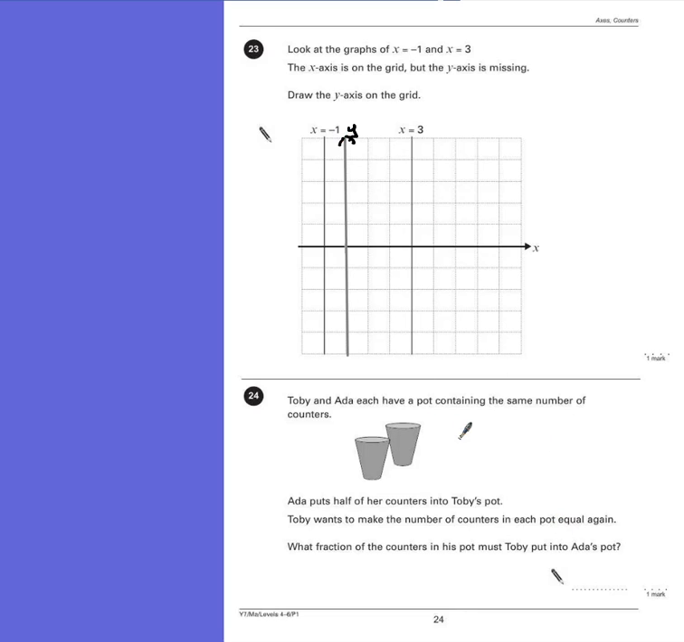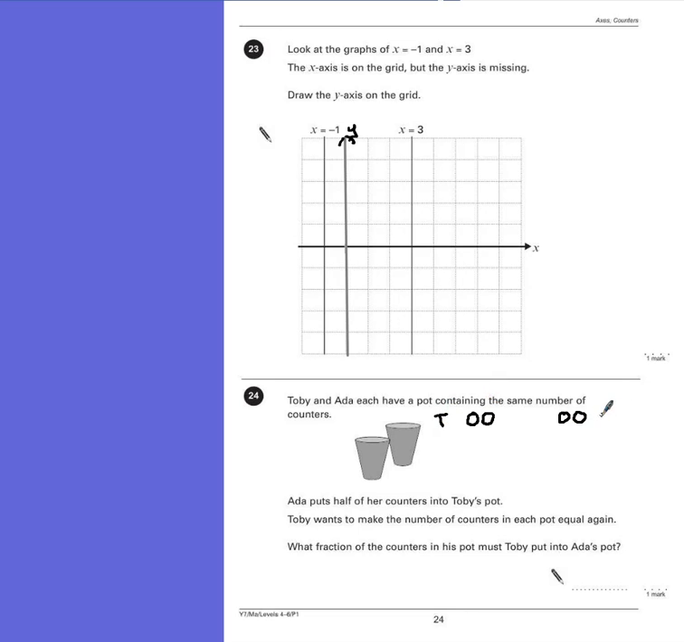Now, a very easy way to do this would be to visualize this with the smallest numbers possible. If we assumed that each person only had one counter in each pot, you can't exactly half that. So if we put 2 counters in each person's pot, we can now start to visualize this problem.